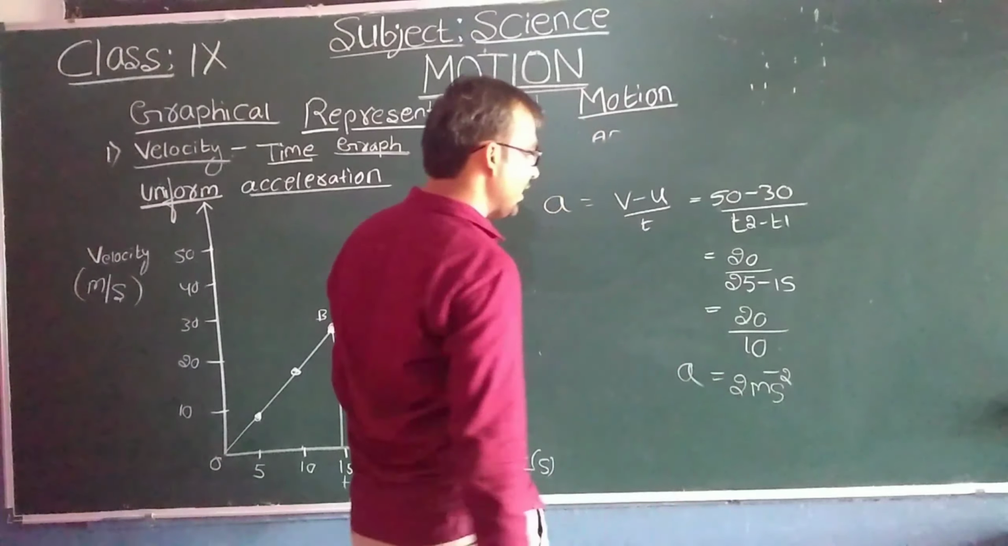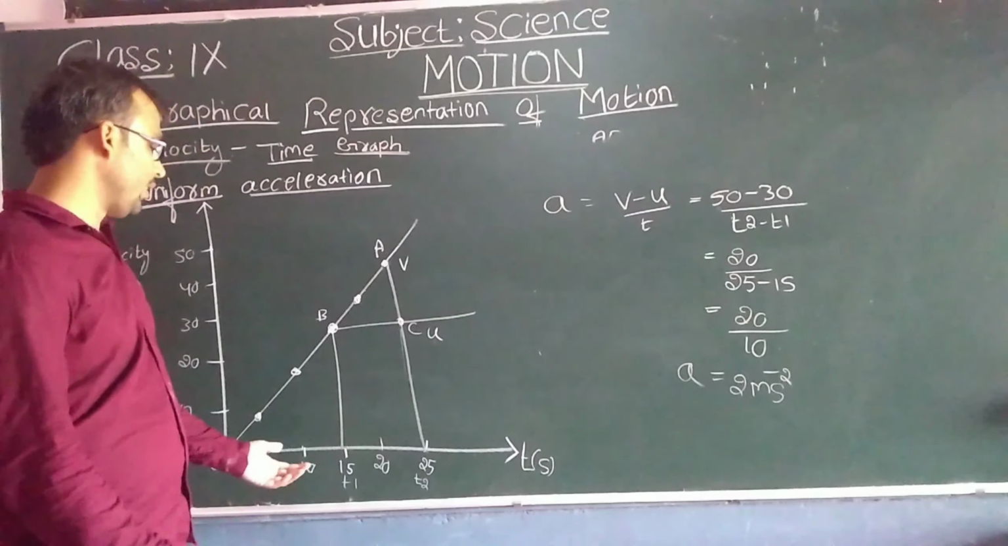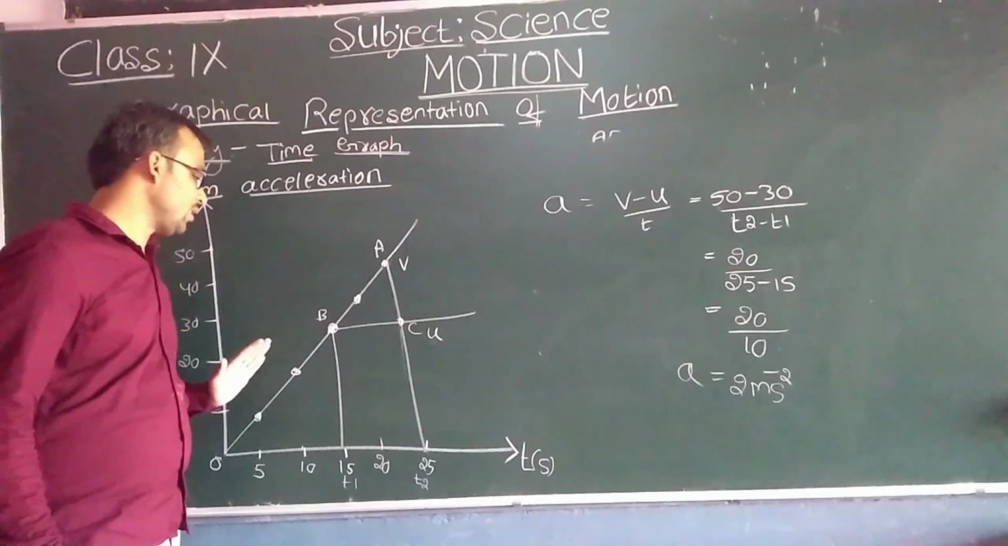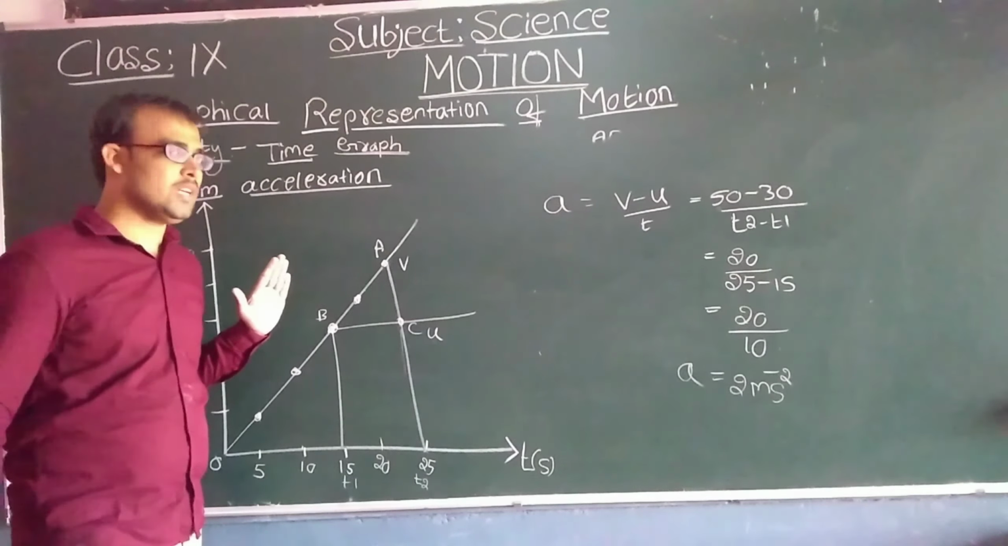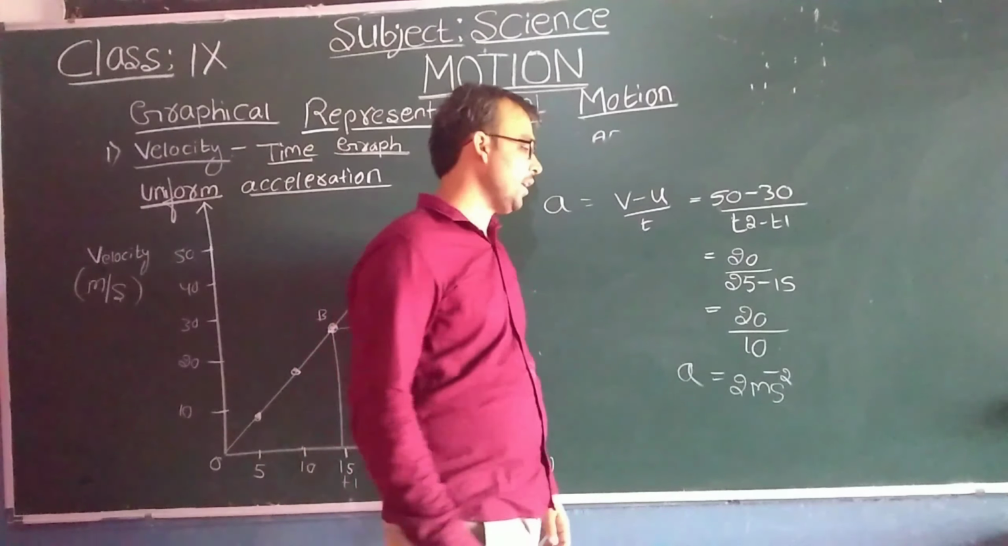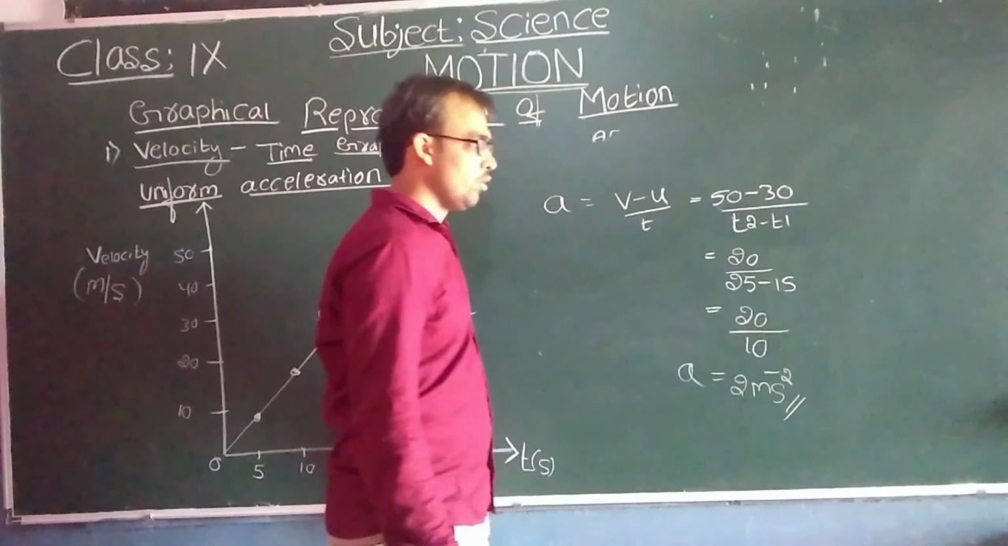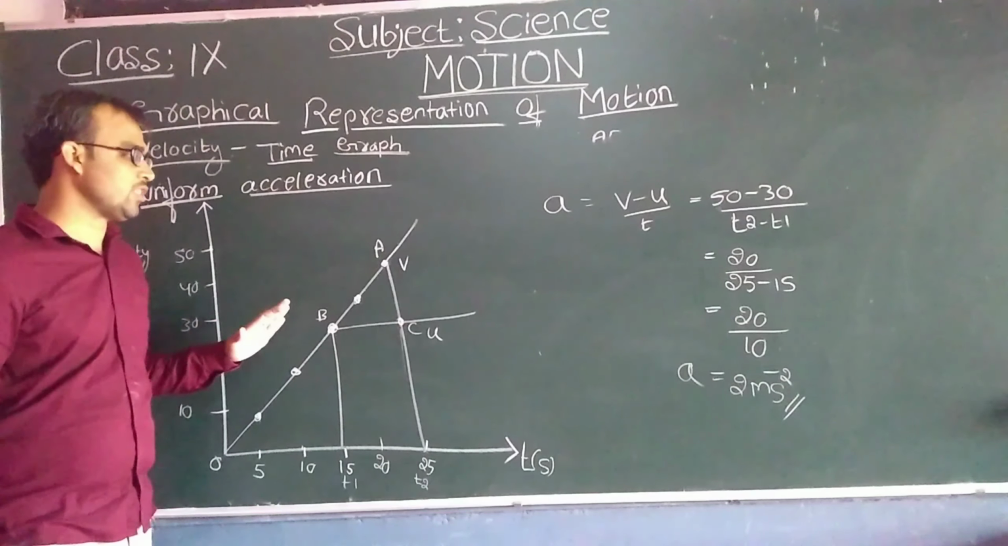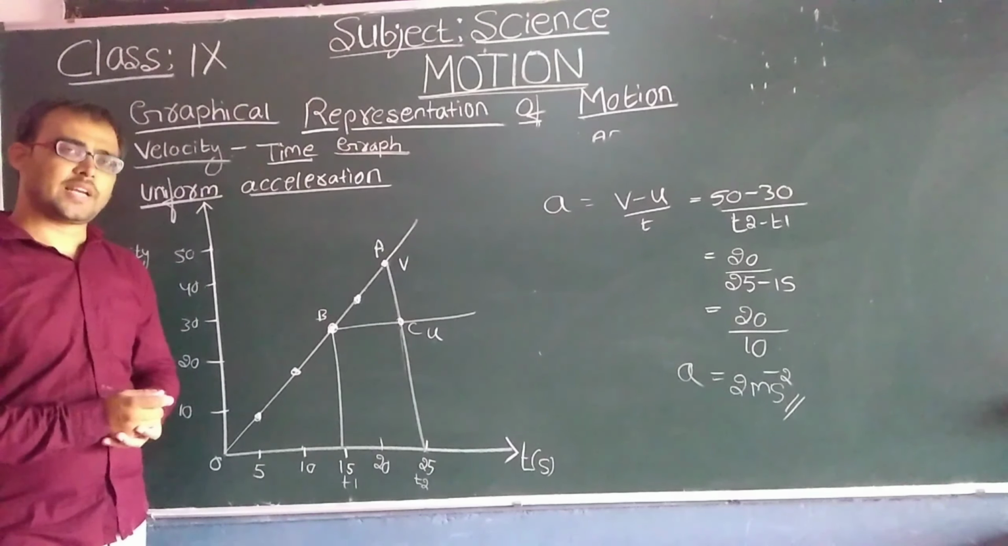So what is the acceleration of the car, which is moving with a uniform acceleration? 2 meters per second squared. The acceleration of the car is 2 meters per second squared.